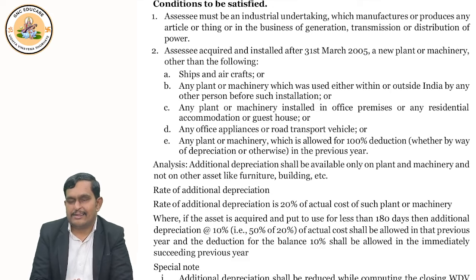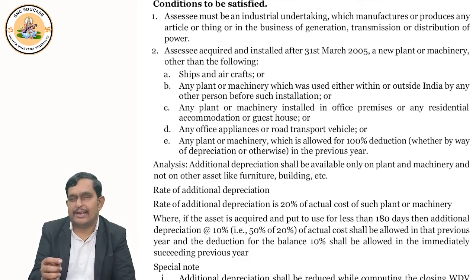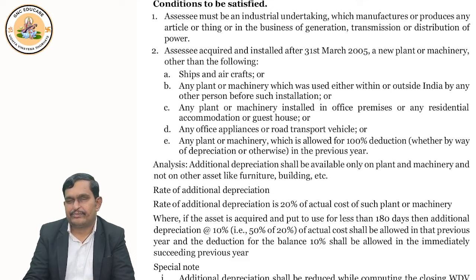So what we discussed is that to claim additional depreciation, it should be manufacture, production, processing, or generation, distribution, transmission of electricity. But the asset should not be a road transport vehicle, ship, or aircraft. It should not be a second-hand, already used asset. It should not be an office, residential, or guest house asset, right? And it should not be an asset where 100% deduction is already claimed, that is under section 35 or 35AD.